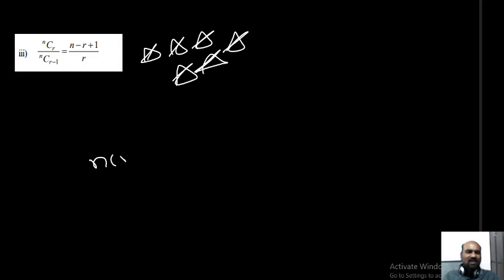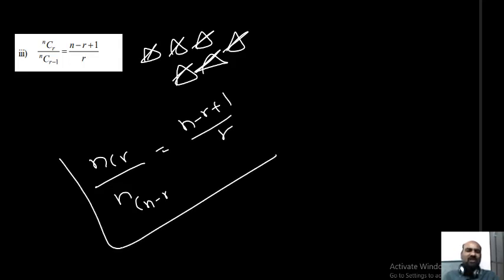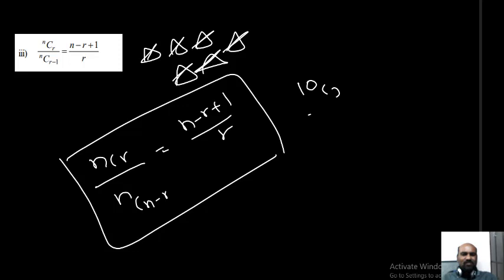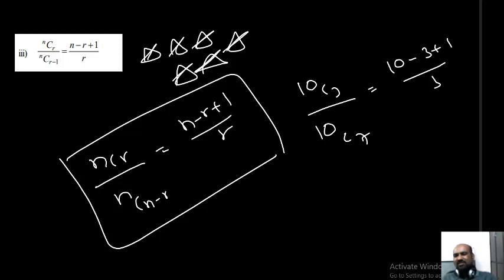So another important result while solving problems, this is also one of the important results. What is that? nCr by nC(n minus r) equals (n minus r plus 1) by r. You should remember. The proof is not at all a big issue. You people should remember nCr by nC(n minus r). 10C3 by 10C(10 minus 3), 7, equals (10 minus 3 plus 1) by 3 directly. By using the formula also you can find it, but directly you get that result.